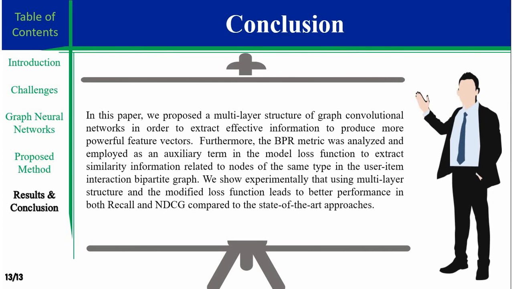Conclusion. In this paper, we proposed a multi-layer structure of graph convolutional network in order to extract effective information to produce more powerful feature vectors. Furthermore, the BPR metric was analyzed and employed as an auxiliary term in the model loss function to extract similarity information related to nodes of the same type in the user-item interaction bipartite graph. We show experimentally that using the multi-layer structure and the modified loss function leads to better performance in both recall and NDCG compared to the state-of-the-art approaches.